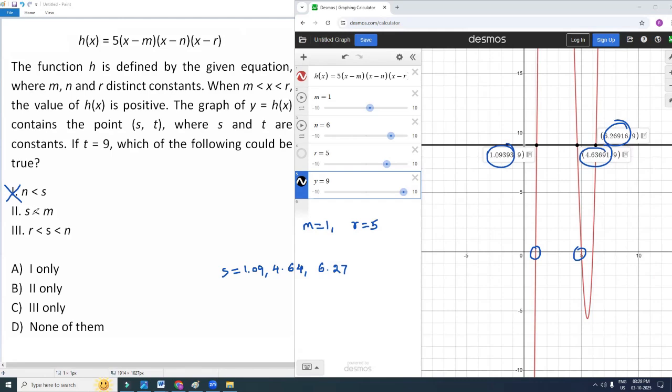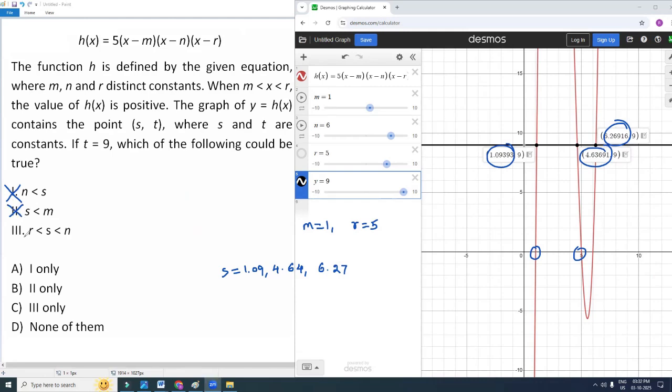Now let me take the second statement, that is s less than m. We have m equals 1. Let me write m equals 1. Now let's compare the value of m over here and the three different possible values of s. For all three different possible values of s, the value of m over here is smaller. That is m is less than s. But the second statement says s is less than m. So it's not possible. The second statement is not true. We can reject this one.